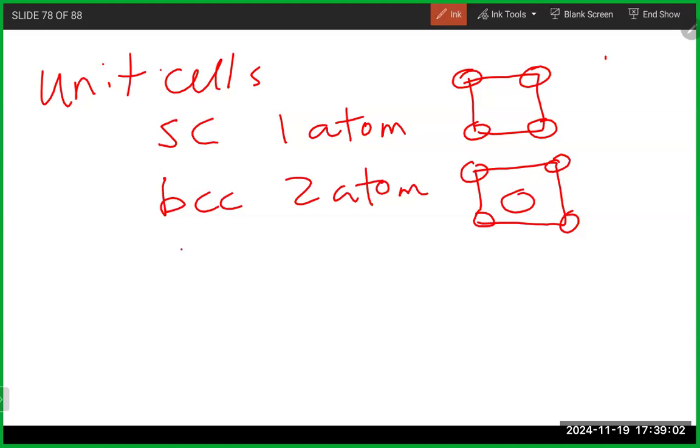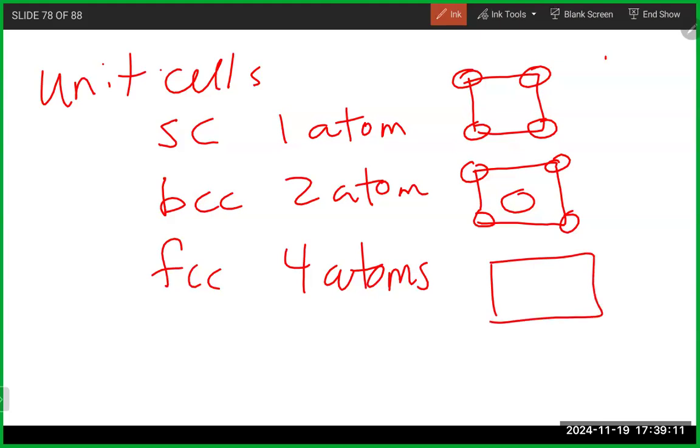And then we have face-centered cubic, which actually has four atoms. In this case, still an eighth of an atom in each of the corners. This one has a half of an atom on each of the faces. And since there's six faces, and you get a half for each, that's three atoms, plus the one in the corner gives you four.